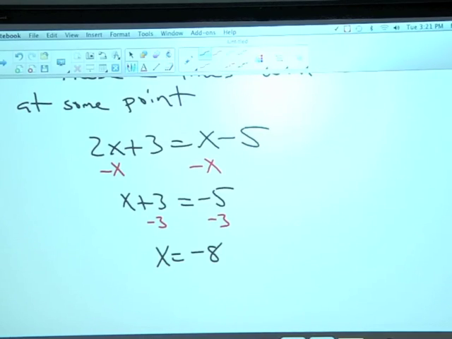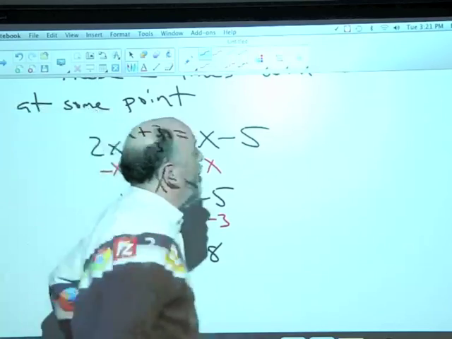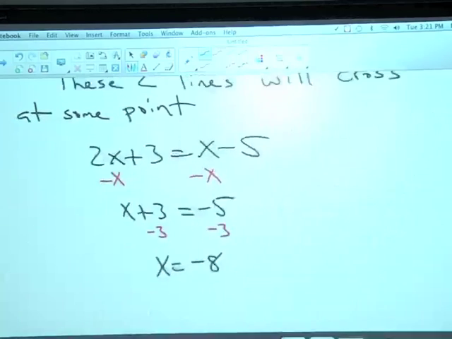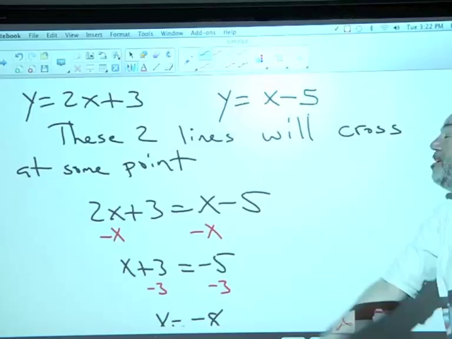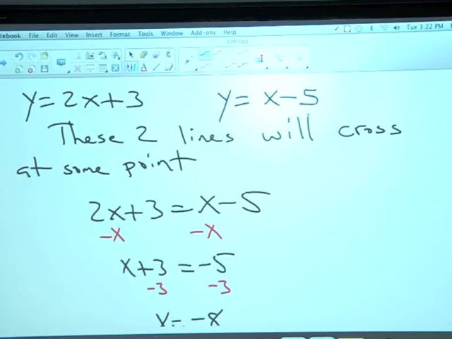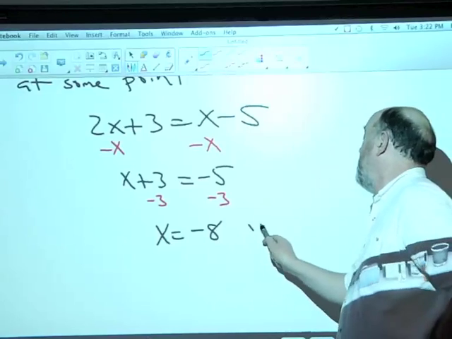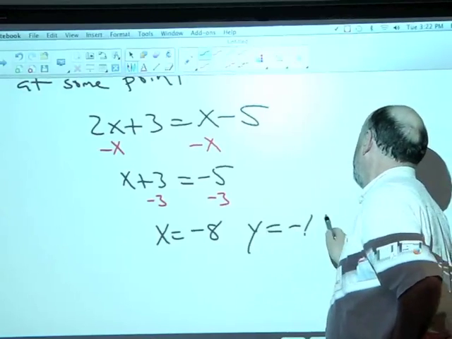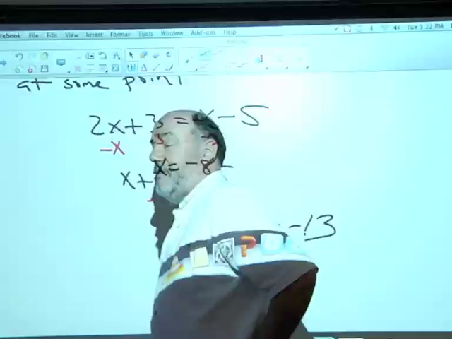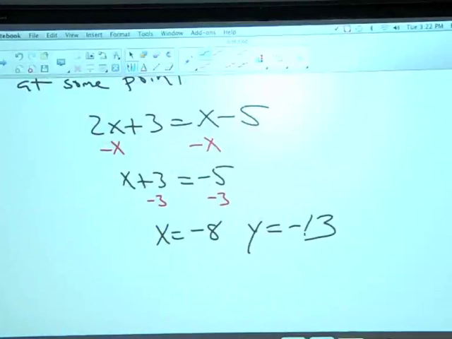So if x is negative 8, what's the y going to be? Yep, go back to either one of the original two. Plug in negative 8. And no matter which one you plug in, you get the same number. The y value will be negative 13. Okay?